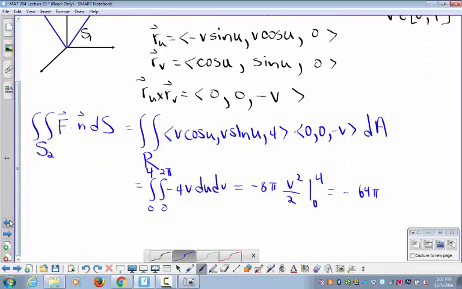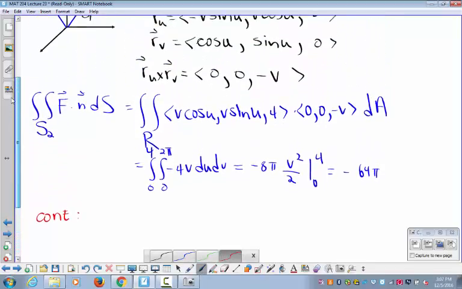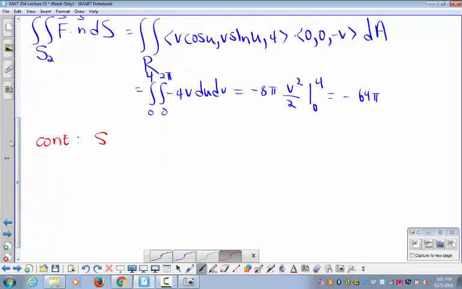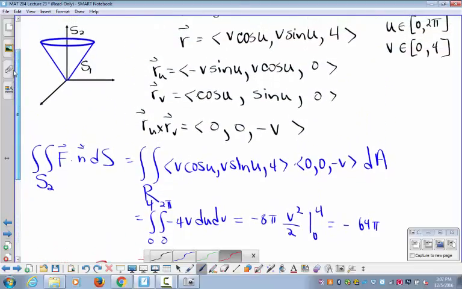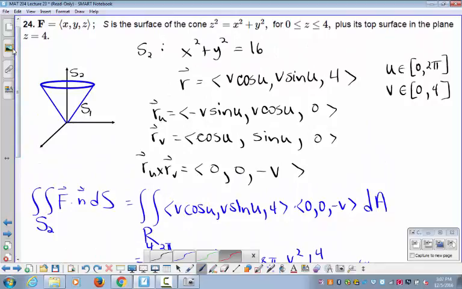So if we parameterize the cone, we should get the other portion. So how do we parameterize the cone? The cone, we're calling S1. So how do we parameterize that? If we look up there at our equation, how can we parameterize the cone? That might actually be kind of tricky.